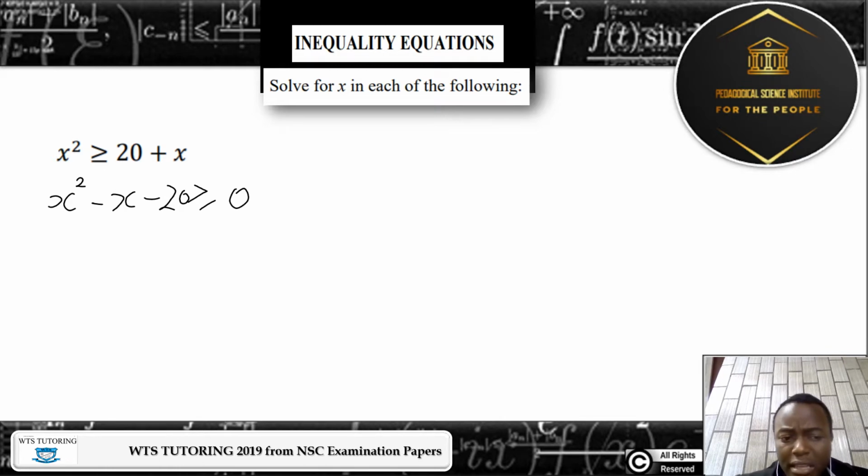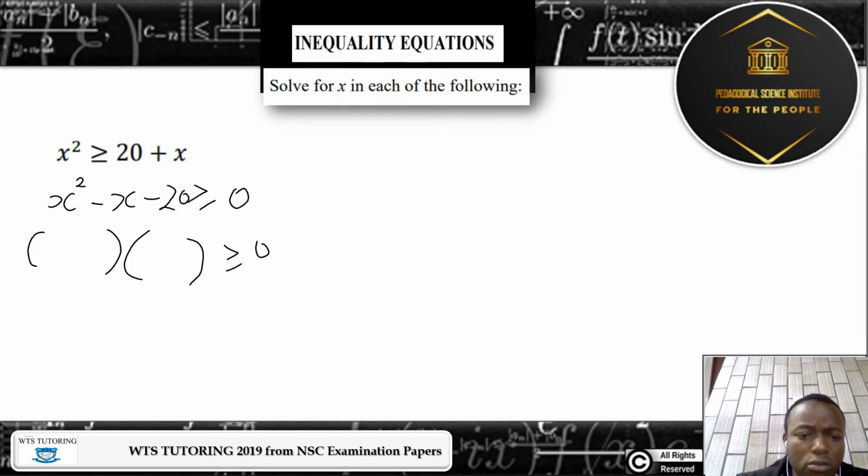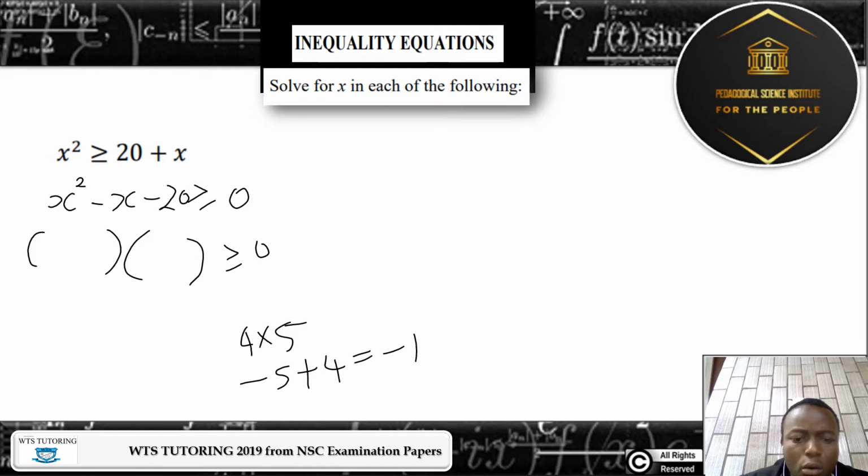So in order to get them, in this case, we can actually factorize by opening two brackets, greater or equals to 0. Then if we want to factorize factors of 20, I think to be 4 times 5, then we can see that when we subtract them or add them, we can get minus 1. Only if we can take maybe minus 5 plus 4, then it will give us minus 1, that value in the middle. So we see our factors will be x minus 5, then x plus 4.